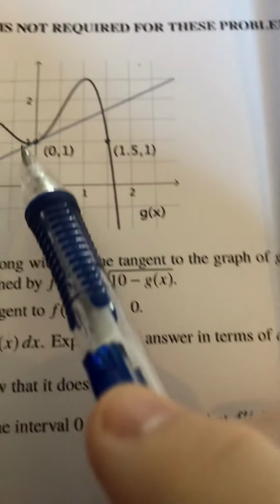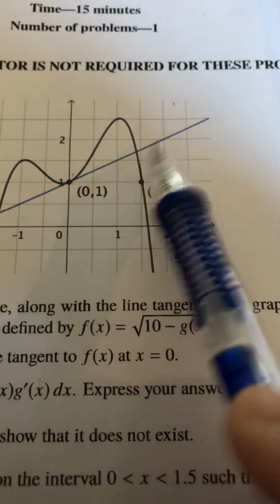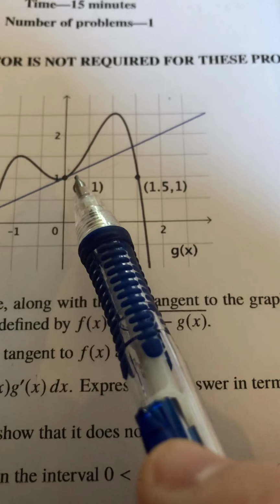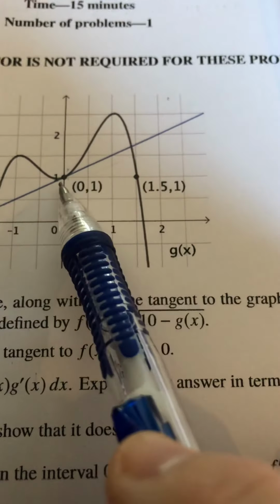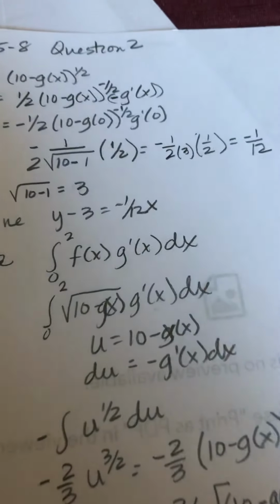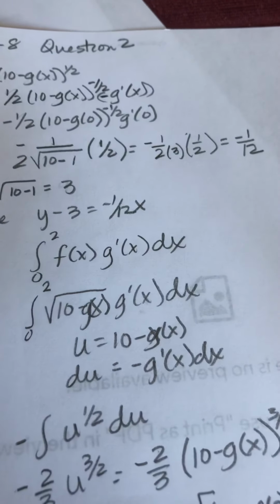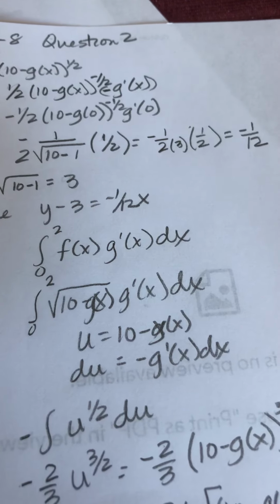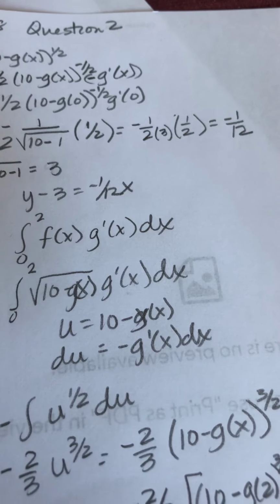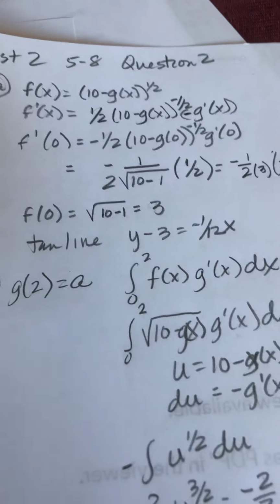We need to know what's the slope of this g graph at x equals 0. Well, that's why they gave us the tangent line there. We just need the slope of the tangent line, and we look and we see the slope is up 1 over 2. So it's a slope of 1/2. So we have negative 1 over 2 square root of 9, which is 3, times 1/2 gives us negative 1/12 is our f prime of 0.